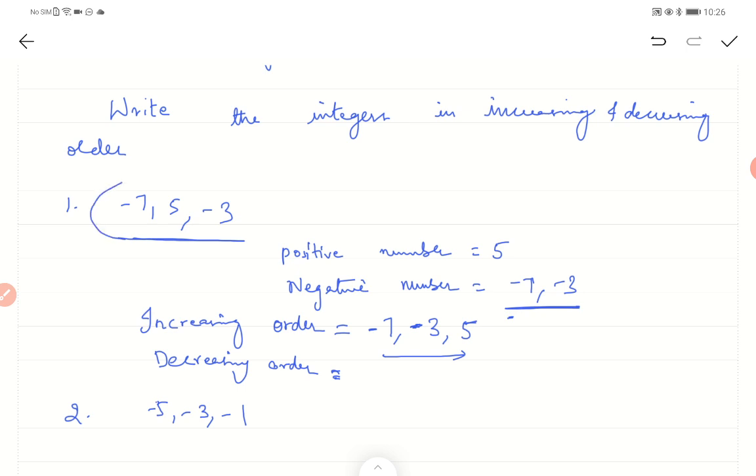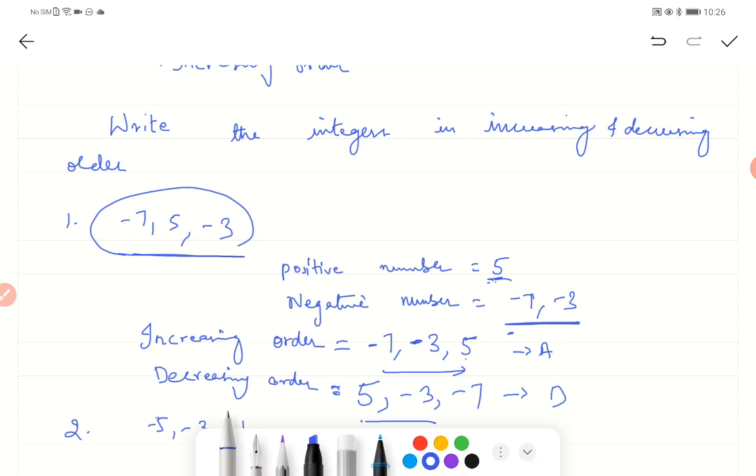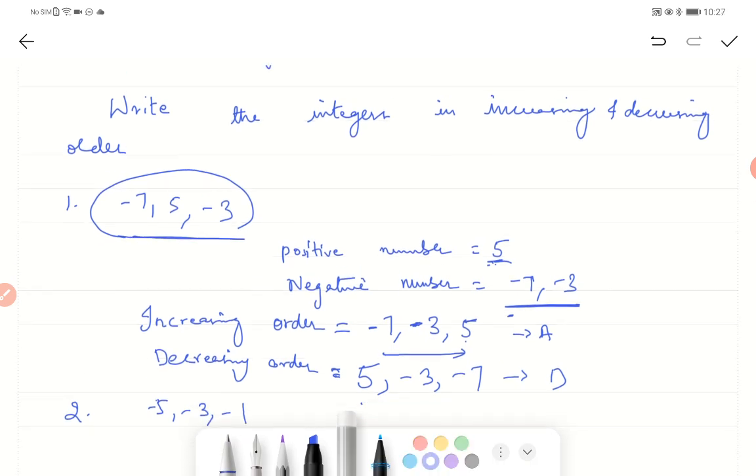So among these three, the biggest positive number will be the biggest. You have only 1, 5, then minus 3 and minus 7. Just the opposite of this will be your decreasing order, isn't it? This is ascending order and this is your descending order, right? Bigger to smaller. Okay, let's take one more example.